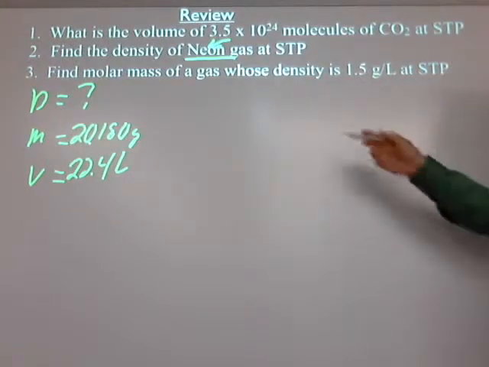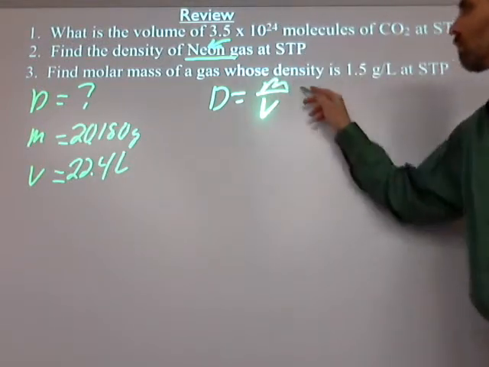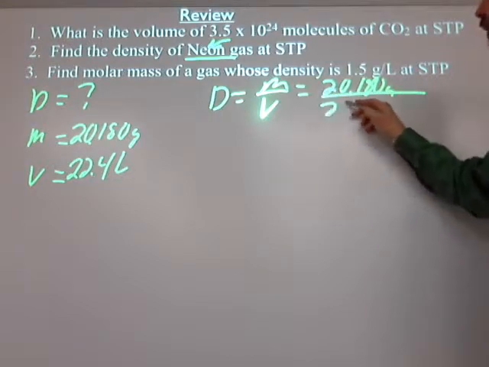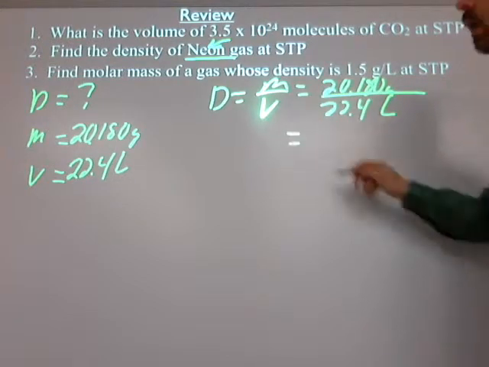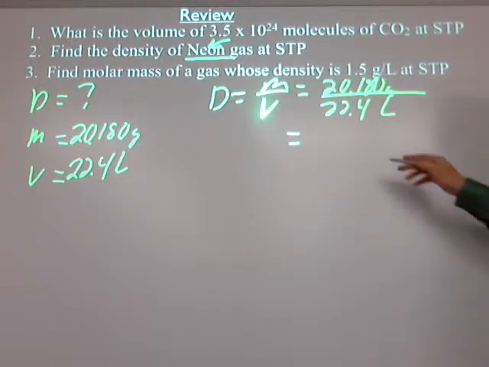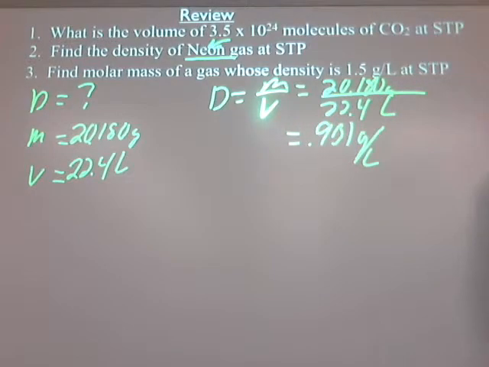What do we do to solve the problem? Well, D equals M over V, 20.180 grams over 22.4 liters. What we get for that one here, Garrett, what'd you get? 0.901 grams per liter. Anybody else get that? Yep. Looks good for everybody?